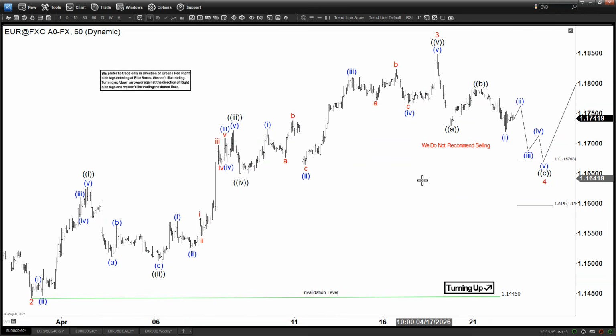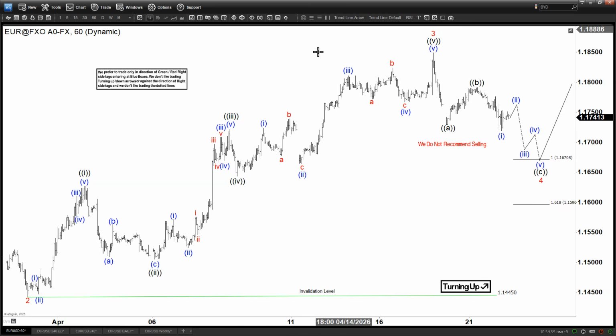Today is April 22nd. This is Henry, and today's chart of the day is the EURUSD 60 minutes time frame here, guys. So we're looking at the rally that is an impulse. We finished with 2 minor degree here, with 3 completed here, of course with 3 subdividing into 5 waves, right?